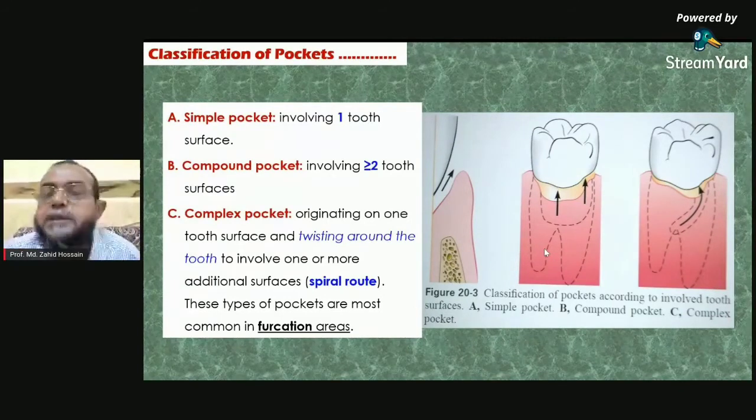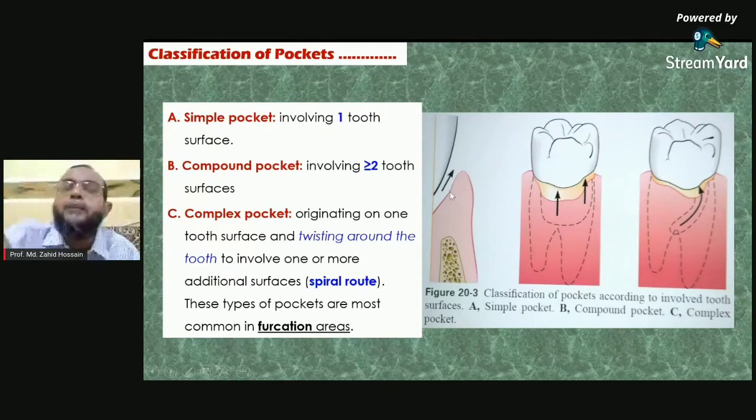mid-labial, mesiolabial, distolabial, mid-palatal, mesiopalatal, distopalatal, or mid-lingual, mesiolingual, distolingual. Even for the labial, you can say mid-facial, mesiofacial, distofacial, or mid-buccal, mesiobuccal, distobuccal for the posterior teeth. So these six points are usually measured for the pocket, and then we take the average for each tooth, the probing depth. So a simple pocket involves only one side.